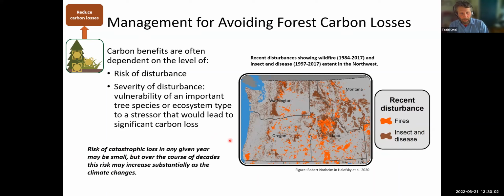And as I said, the risk may be low in any given year, but it's important to recognize that over the course of years and decades, especially as climate change intensifies, the risk of something eventually happening gets greater and greater. That's shown here in this map of all the wildfire and insect and disease disturbances that have happened over decades in the Northwest. And you can see that's a significant proportion of the land there that's impacted by one or more of those.